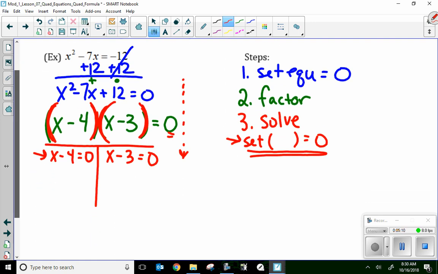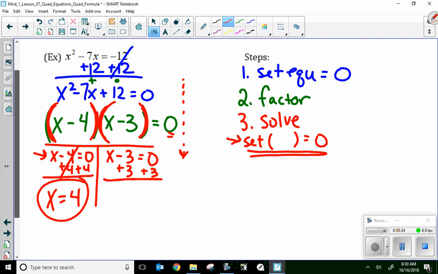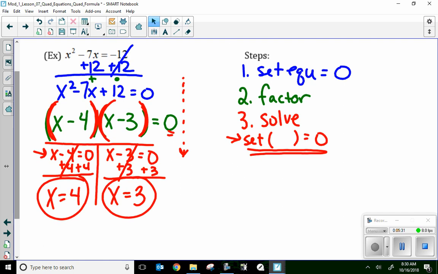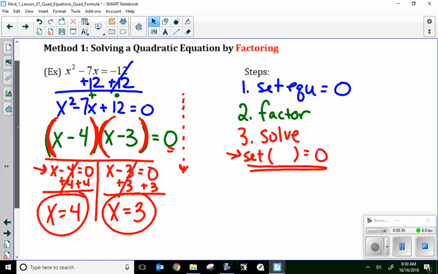So let's actually solve these. I'm going to add 4 to both sides. So x equals 4. That's one of my answers. And if I add 3 to both sides, x equals 3. That's another answer. So I'm going to take a look at my original equation. I want to point a couple things out.